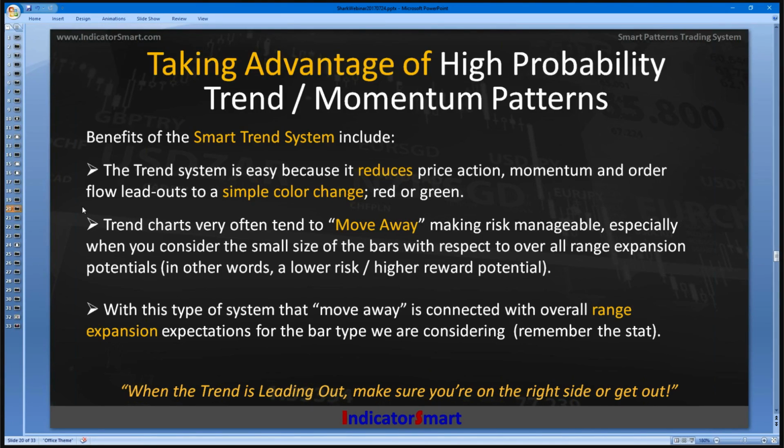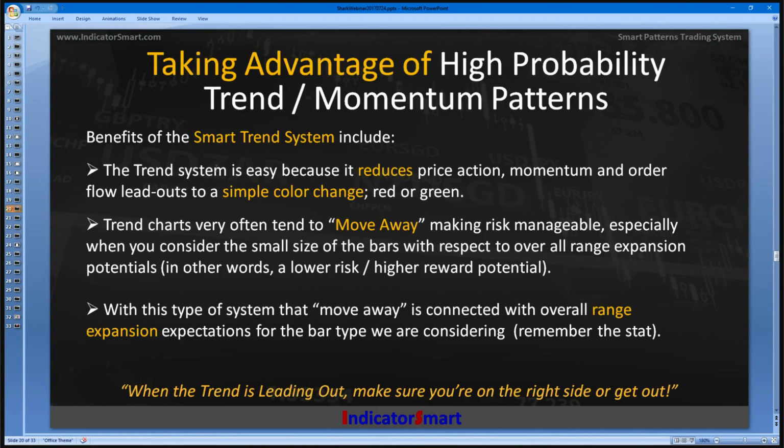But what's happened nowadays, the market's much noisier, and so you have to use special filtering in order to filter the noise out so that you don't get false signals and everything else. And so the trend system enables us to do that. What it does is it takes price action, momentum, and order flow and reduces it to a simple color change with Bloodhound, red or green.